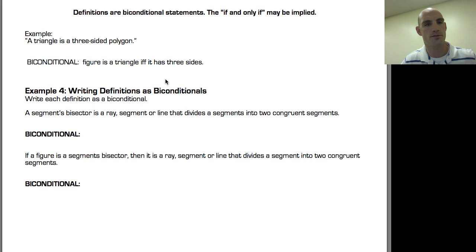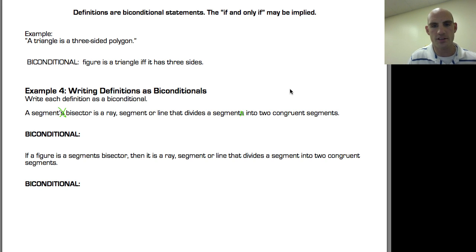So what we're going to do in example 4 is we're going to take a couple of definitions that don't have the if and only if, and we're going to rewrite them with the if and only if completed. A segment bisector, this shouldn't be segments, it's not possessive. A segment bisector is a ray, segment, or line that divides a segment into two congruent segments.